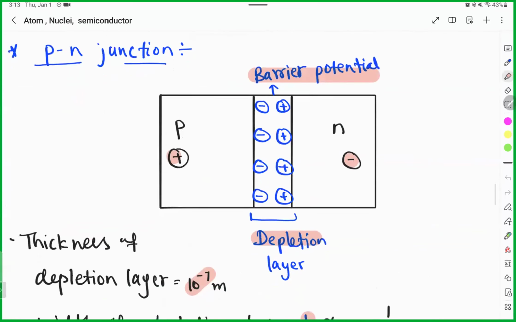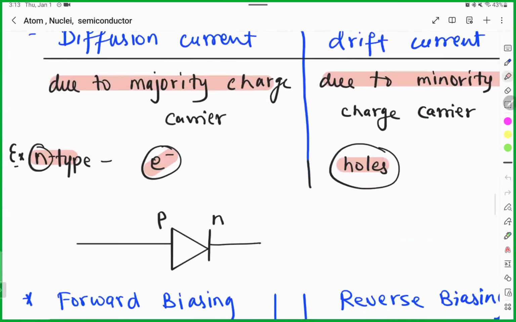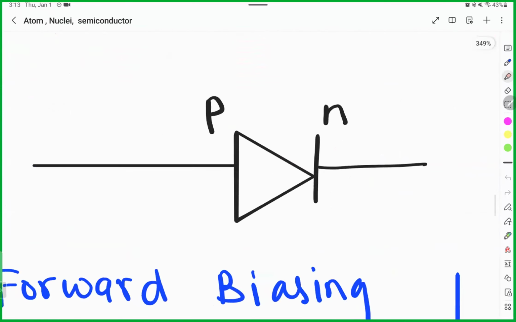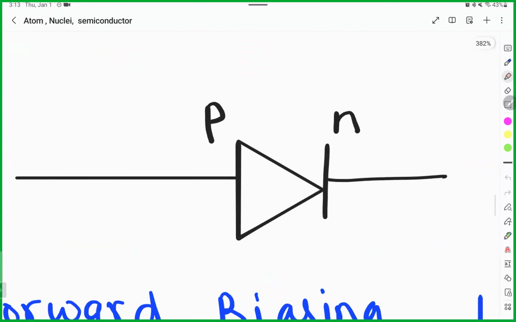P and N type PN junction. In forward bias, this is the symbol of a diode. Why diode? Because you have two semiconductors together: P-type semiconductor and N-type semiconductor. P-type is the triangular shape and N-type is one straight line.